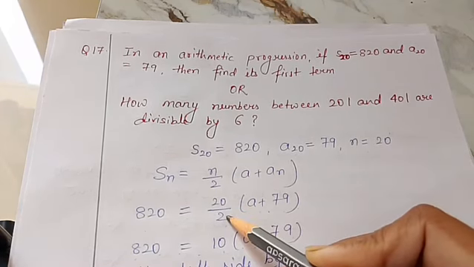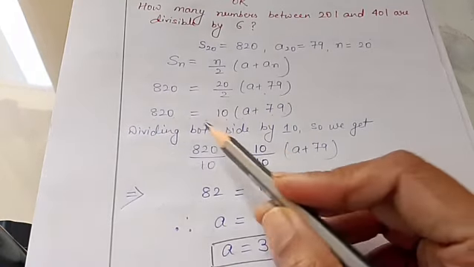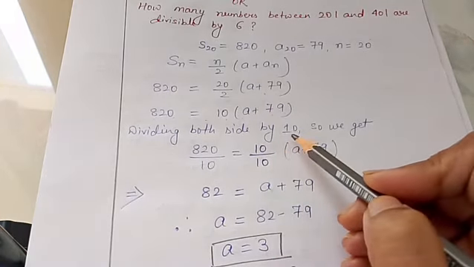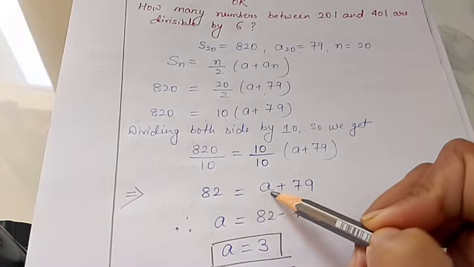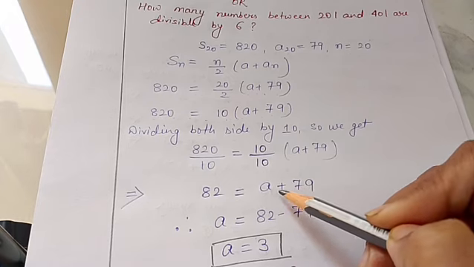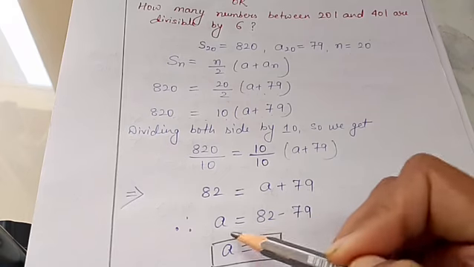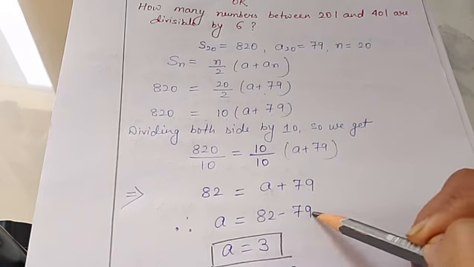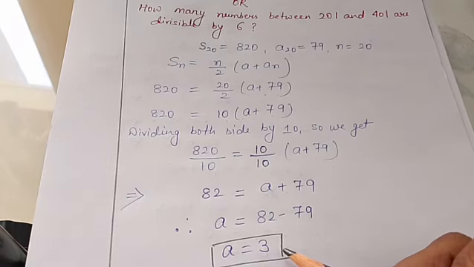20 is divisible by 2 how many times? 10 times. Now divide both sides by 10. So we get 82 is equal to A plus 79. Now isolate A. Move 79 to the other side. Therefore A is equal to 82 minus 79. Therefore A is equal to 3. The first term of the AP is 3.